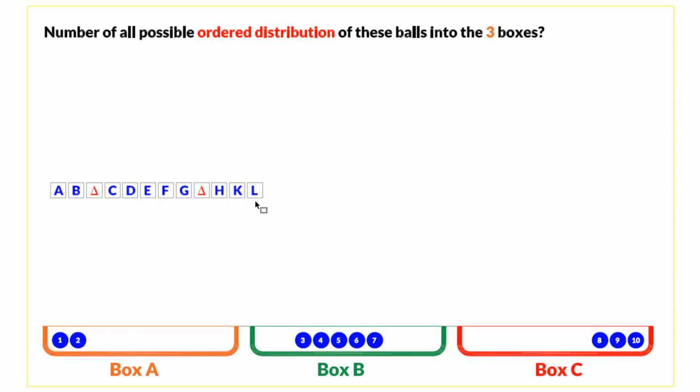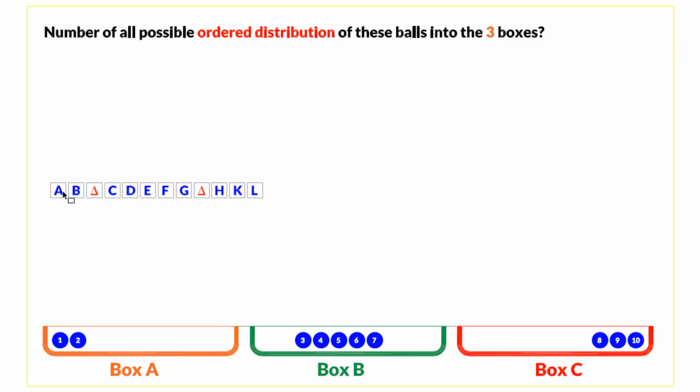We have to remember that the order of boxes A, B, and C will always remain the same, so we are not going to change the location of these boxes, so they are going to always remain in the order of A, B, and C. Now the number of all possible distribution is not more than the number of permutation of this sequence, because this sequence reflects the order of these balls into the 3 boxes.